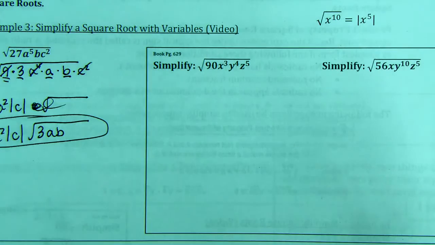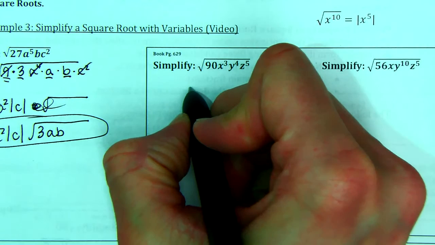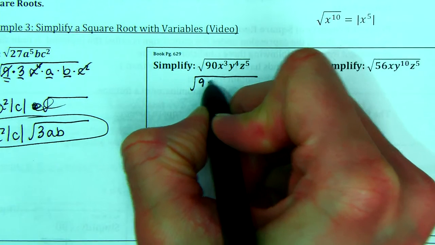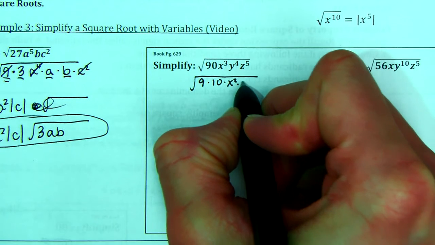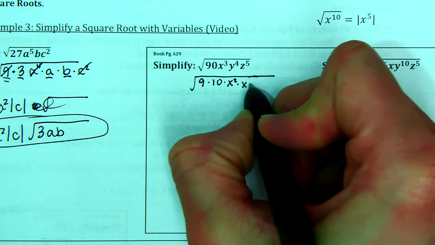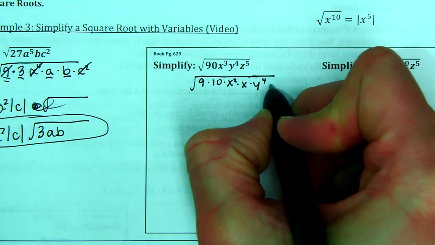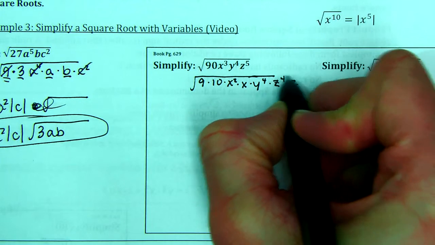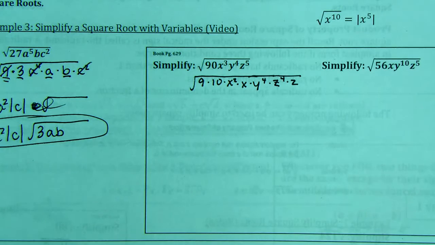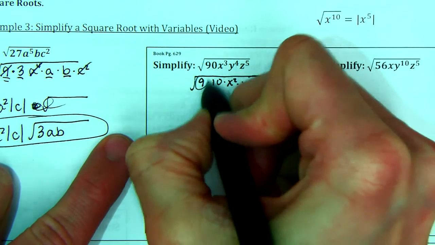I'm going to change the x to the 3rd to x squared times x because I want a perfect square. Y to the 4th is a perfect square. Z to the 5th, I'm going to make 4 and 1. So now I'm going to take out the perfect squares. 9 is a perfect square of 3. X squared is a perfect square of x, and I need absolute values.